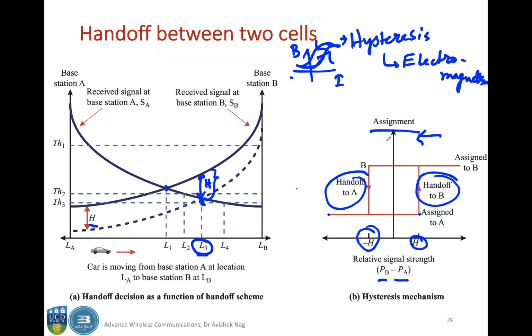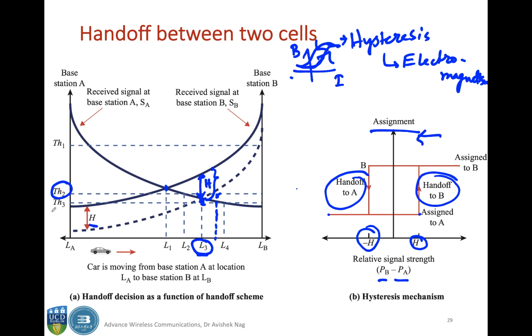Okay, so you can apply some threshold, let's say threshold 2, and you can say if my relative signal strength falls below B with a margin H and also below a threshold TH2, then I can have my handoff at this point. So this point gives me the relative signal strength of A minus B, which is below this hysteresis margin H and also below this threshold. Okay, so this will be the point.